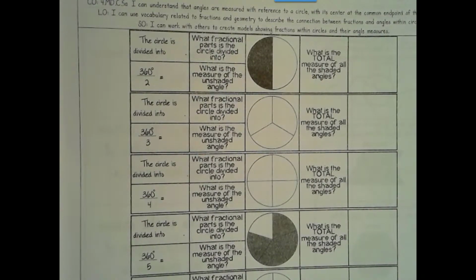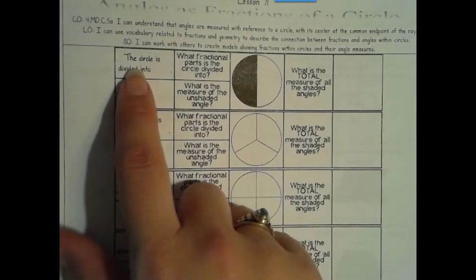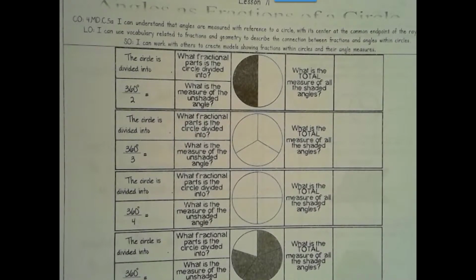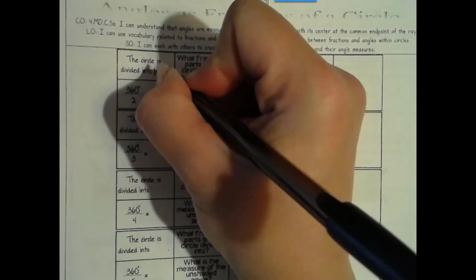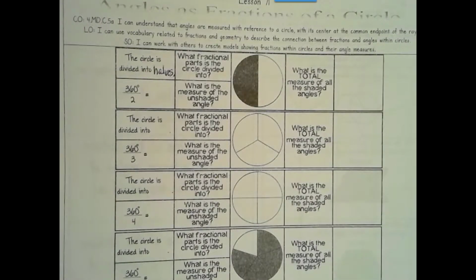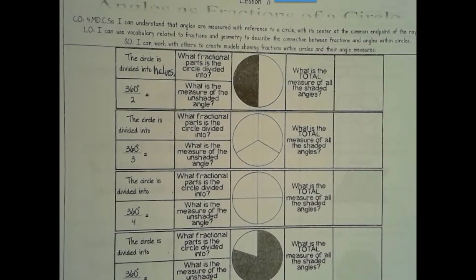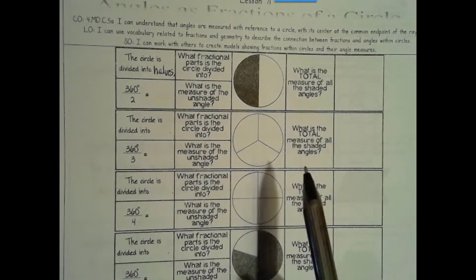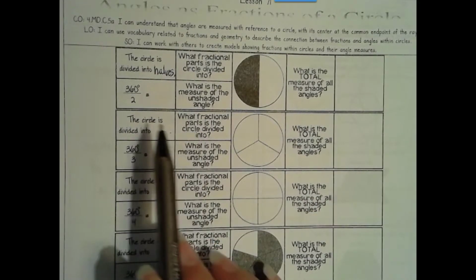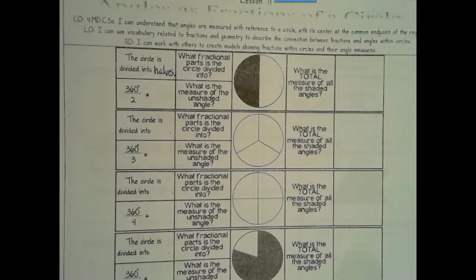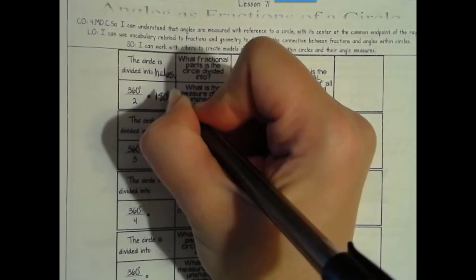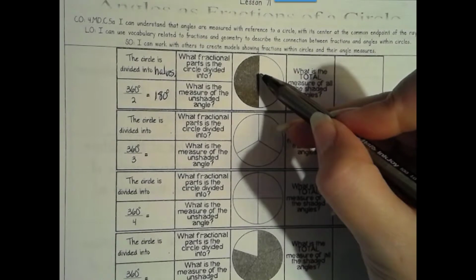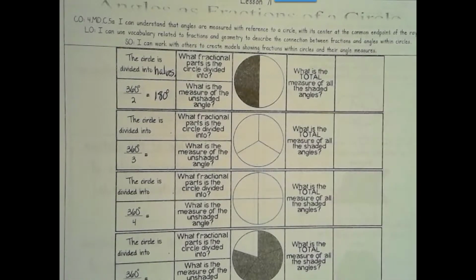Alright, so here. The circle is divided into halves. Or half. That's plural for half. What is the measure of the unshaded angle? So if I'm cutting it into two equal pieces, half of 360 degrees is 180 degrees. That's why those straight angles have the 180 and the 180.